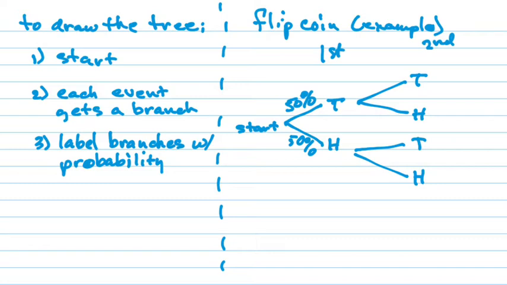So 25 times, you'd have a lot of branches. But what I want you to do is always label the experiments. Remember, the experiment is when you actually do it. So the first experiment, I did it. The second experiment, I did it. And what's going to go on each one of these branches? 50%.